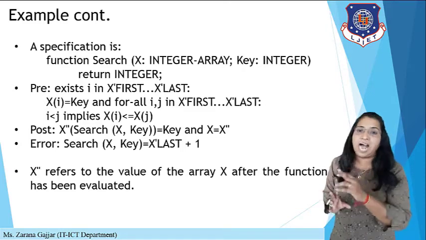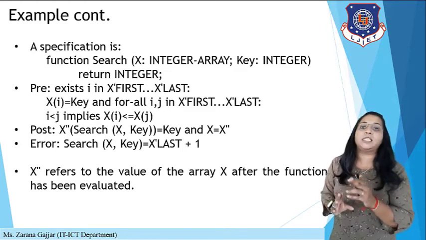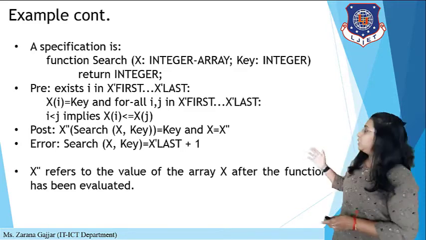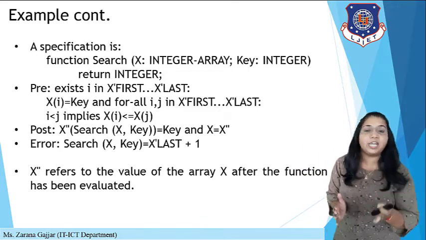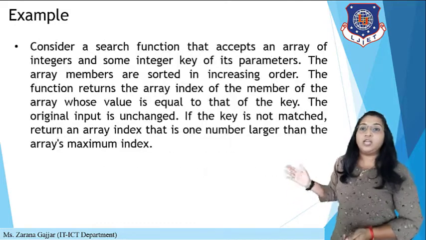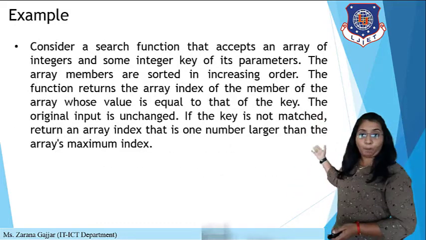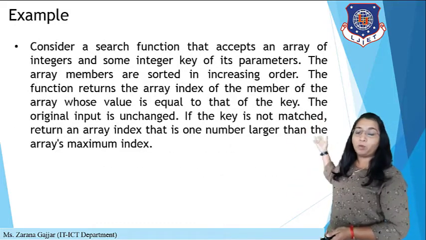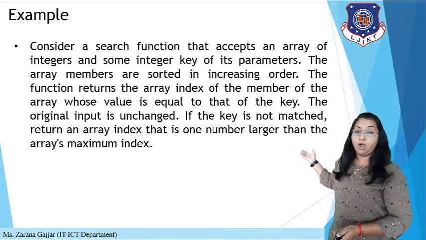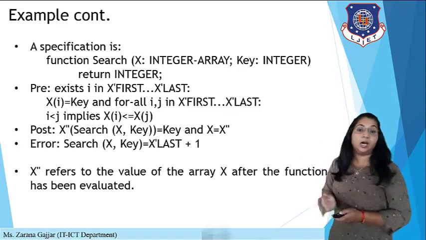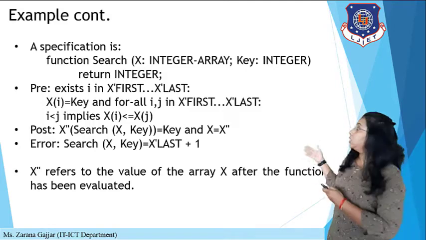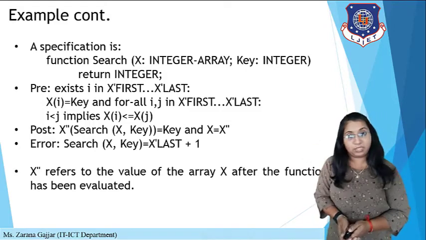So x' = x_last + 1, so that means 9 plus 1 equals 10. This is the way you can convert your natural language into the axiomatic specification. Here they will give us a proper definition. You have to mention the precondition and postcondition here. Based on the problem, you have to define all these mathematical terms. So this is all about the axiomatic specification.